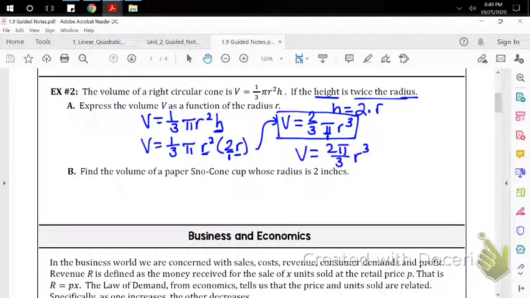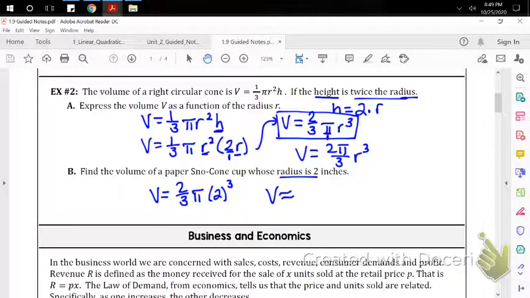Doesn't matter, same equation. Alright, then it wants us to find the volume of a paper snow cone cup whose radius is 2 inches. Well, we know the radius is 2 inches, so we can plug it into the formula that we just created. It's V equals 2/3 pi times 2 cubed. Alright, and let's put that in our calculator and let's see what we come up with.